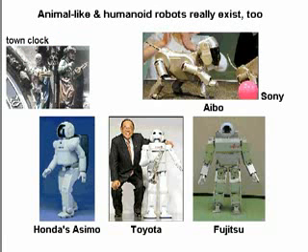Animal-like and humanoid robots really exist too. On this page, we see 5 examples. First, we see a very old example, that of an animated town clock in the upper left-hand corner, dating from the early Renaissance. Then we see 4 more robots of recent vintage.